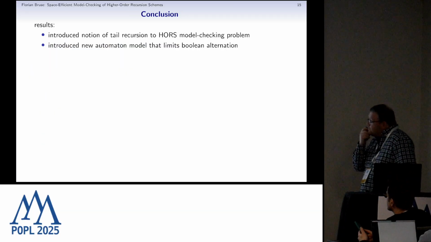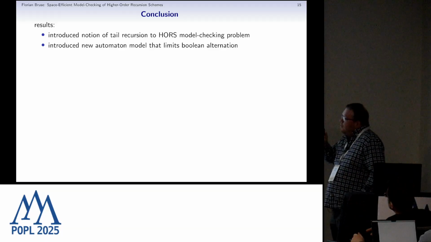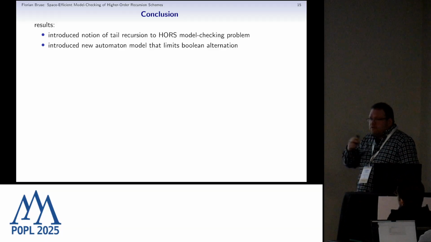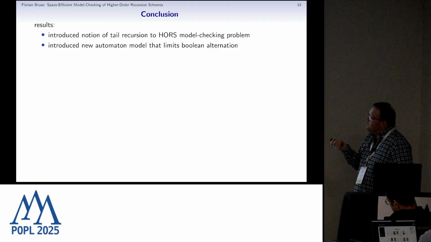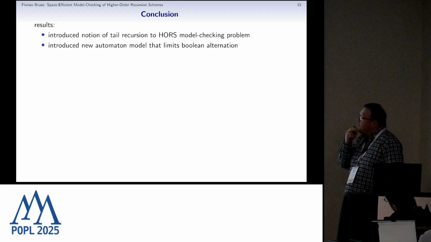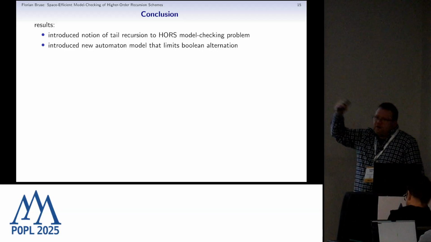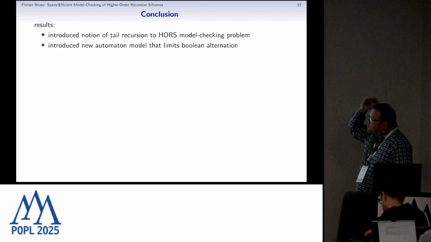So yeah, what did I do? I introduced this notion of tail recursion to recursion schemes, which I think is really interesting, and also introduced a new automaton model. So this kind of extends the work of Ong and Kobayashi I cited on one of the first two slides.